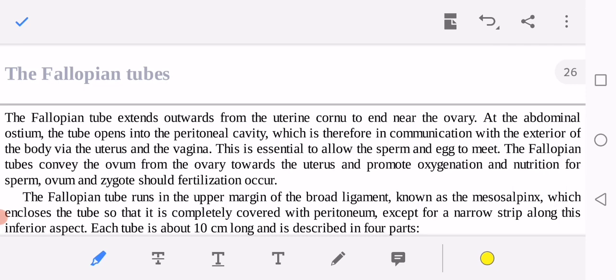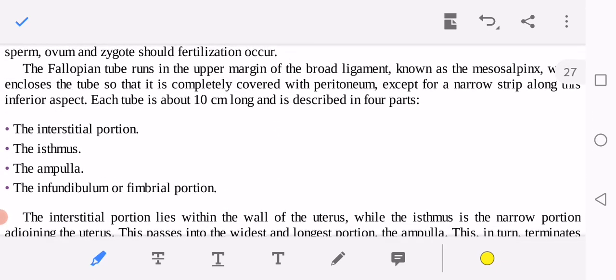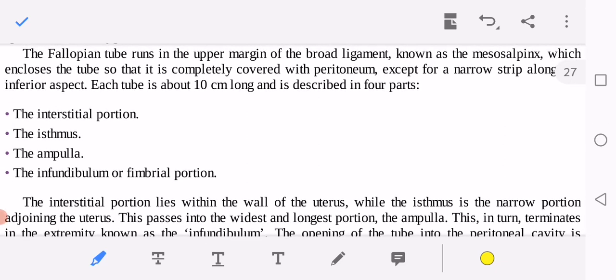The fallopian tubes convey the ovum from the ovary towards the uterus and promote oxygenation and nutrition for the sperm, ovum, and zygote should fertilization occur. Okay, the fallopian tube runs in the upper margin of the broad ligament known as the mesosalpinx, which encloses the tube so that it is completely covered with the peritoneum except for a narrow strip along the inferior aspect.